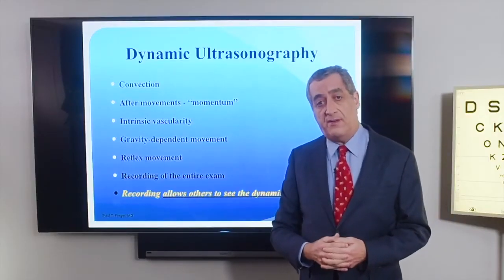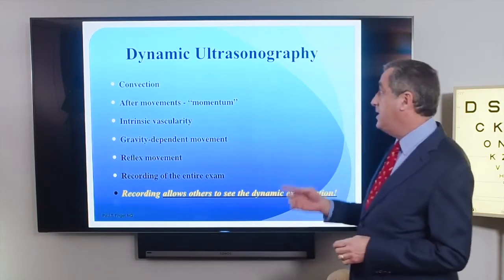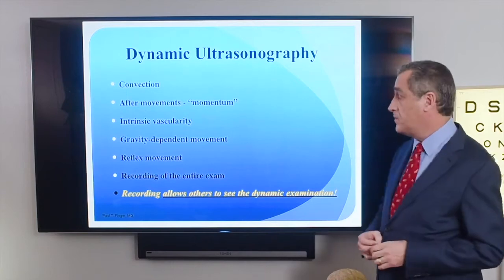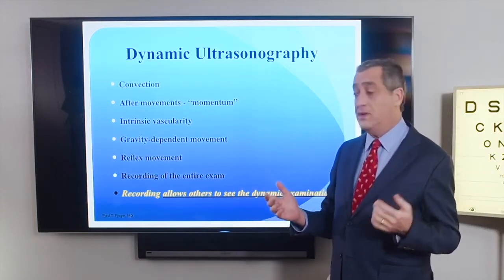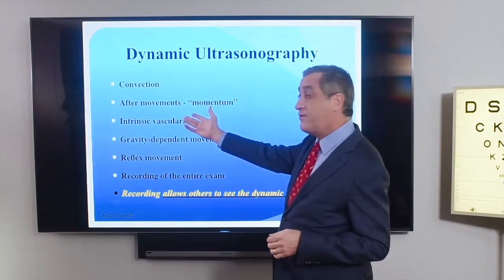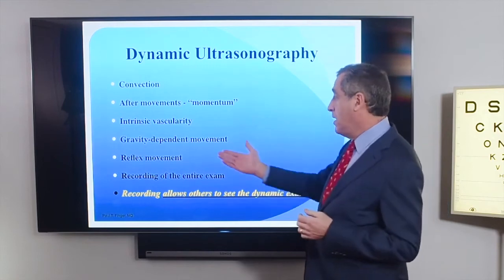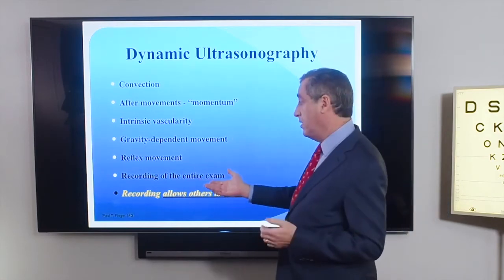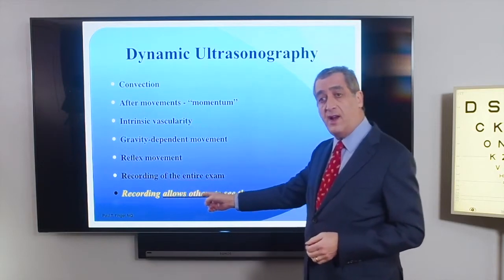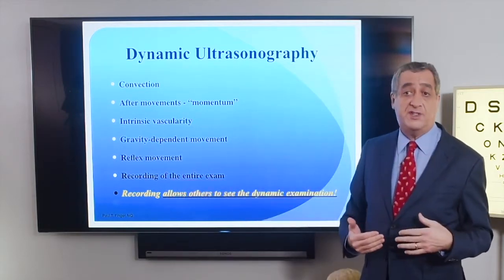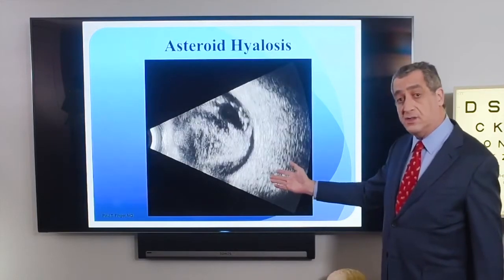Another aspect of ophthalmic ultrasound imaging, which is critical to ophthalmic oncology, is dynamic ultrasound imaging. Here we see various things that can only be seen with movement, like convection, after movements, intrinsic vascularity within the tumor, gravity-dependent movements, reflex movements, and it allows us to record the entire exam so that another physician can view it. Here's an example of asteroid hyalosis.